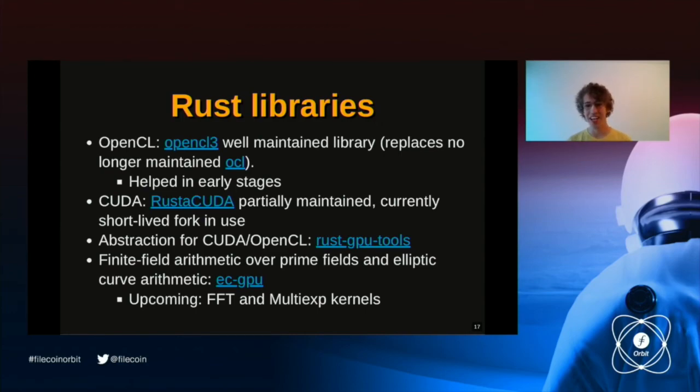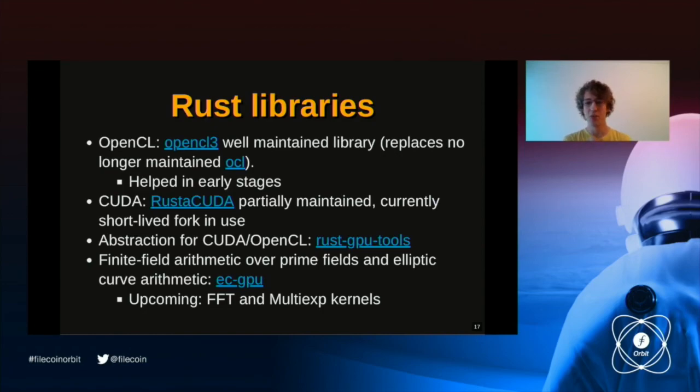On the CUDA side, it doesn't look that happy. The Rust CUDA library is only partially maintained, and currently we even need to use a fork of it, but it should be short-lived. It's just a single function, and I hope to get it upstreamed because I really don't want to maintain a fork of it.